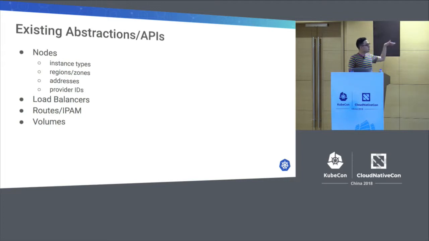And within nodes, we have to worry about the various instance types that cloud providers use, whether they have regions or zones or both. We have to worry about the various address types that nodes have, and then we have to worry about how those nodes are identified, because some providers have uniqueness requirements for names, or they have limitations to how long the node name can be, or just a lot of different things. So we have to make sure that what we set as a standard for provider IDs and whatnot is consistent.